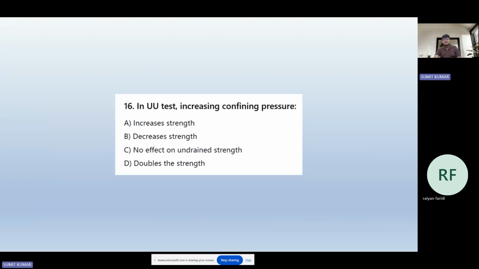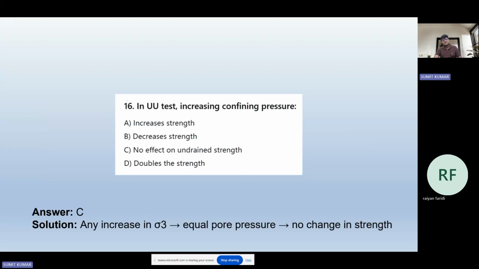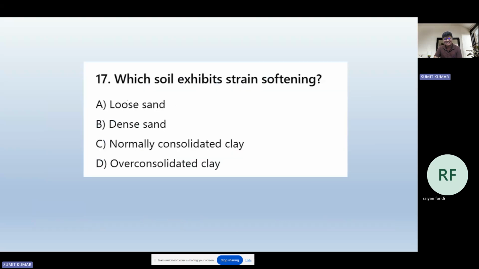Now in the UU test, does increasing the confining pressure increase strength, decrease strength, have no effect on the undrained strength, or double the strength? Option C is correct, because if you could vary the strength just by applying confining pressure, that would be a very great addition in the field of geotechnical engineering. So that's not the case, right?